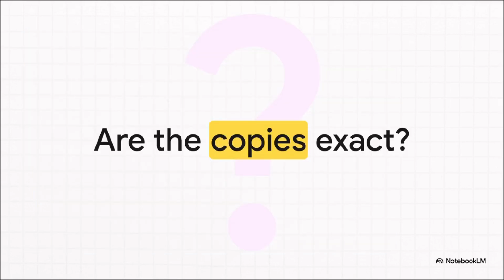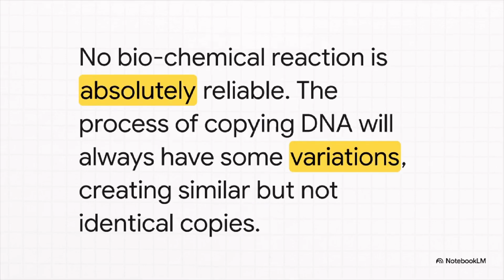Okay, so you're making copies. But here's the thing you gotta ask. When you photocopy something over and over and over again, do the copies stay perfect? And the short answer is nope, not at all. And it's the same deal with DNA. No biochemical process is ever 100% perfect. So tiny little errors, or variations, are gonna creep into the copies. They're super similar, for sure, but they're not absolutely identical.